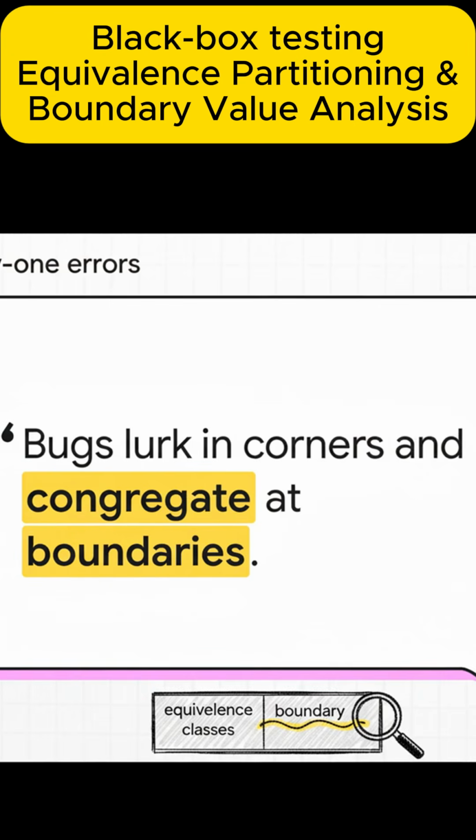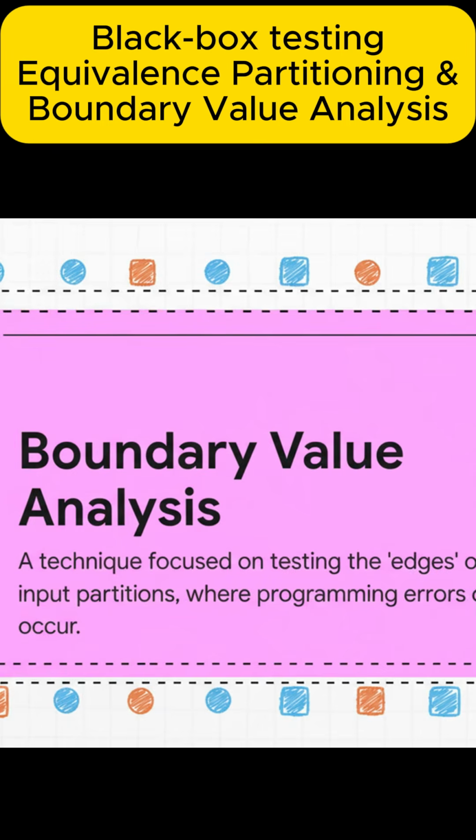You see, developers often make tiny mistakes, we call them off-by-one errors. Maybe they used a less than sign when they should have used less than or equal to. And those kinds of bugs, they almost always pop up right at the edges, the boundaries between our partitions. So this brings us to boundary value analysis, or BVA. It's a technique designed specifically to attack those high-risk edges.